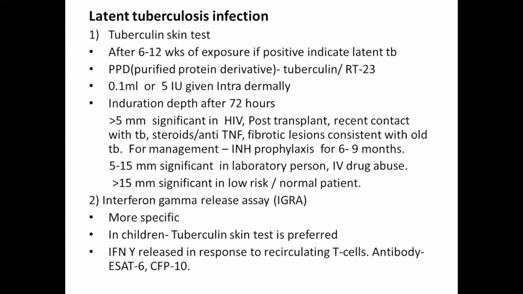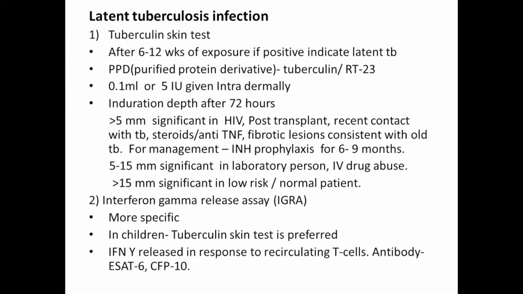Yes, sir. If induration depth is more than 15 mm, it is significant in low risk and normal patients. If 5 to 15 mm, it is significant in laboratory personnel and IV drug abusers, and in patients with HIV, post-transplant, recent contact with a tuberculosis patient, patients on steroids or anti-TNF, or fibrotic lesions consistent with old TB. In these patients, more than 5 mm induration is significant. For such patients, we manage with INH prophylaxis for 6 to 9 months.